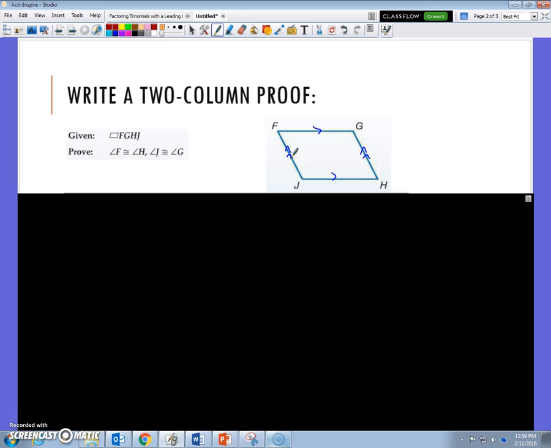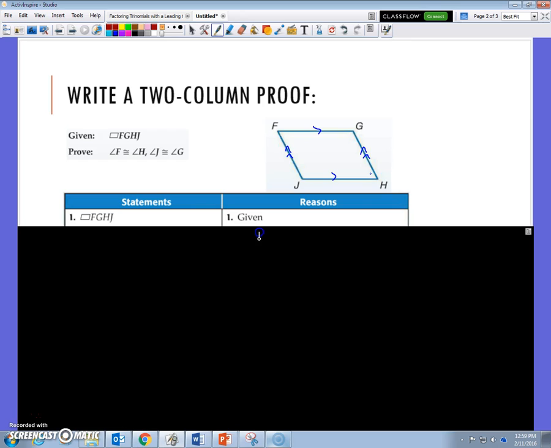Okay, we know things about it from practice yesterday. We know that G and H are going to be supplementary. We know H and J are going to be supplementary, F and J, and so on. And we also know that F and H are congruent. But today we're going to prove that they're congruent. So we can't just say we know they're congruent because the theorem says so. No, can't do that. We're going to have to use properties of parallel lines that we've done in the past. So let's take a look here.